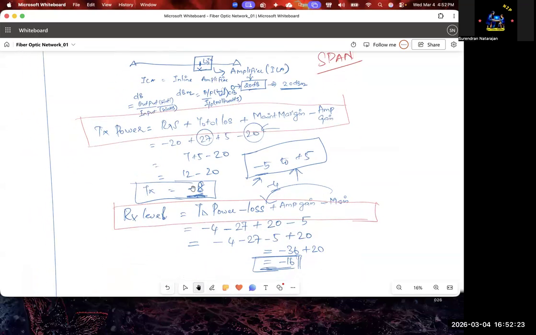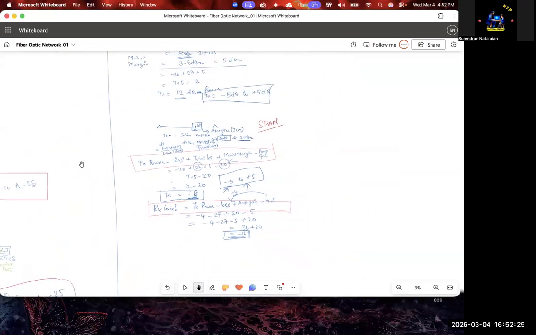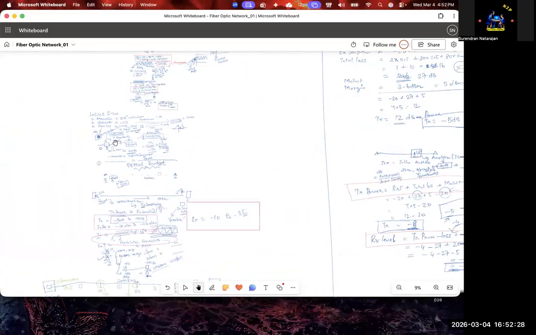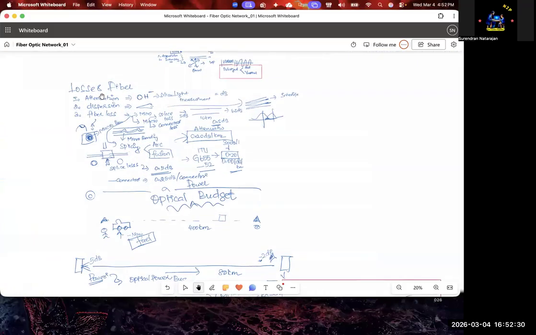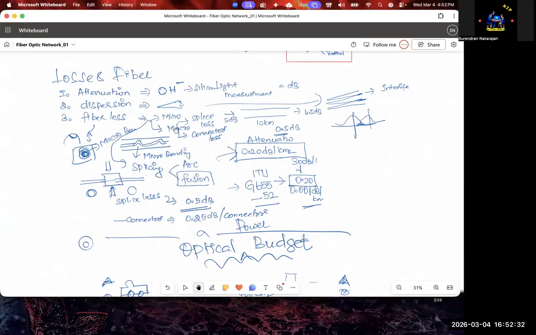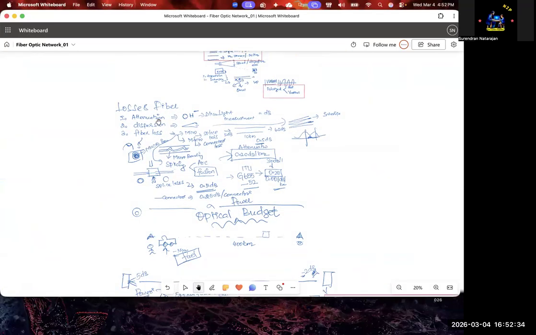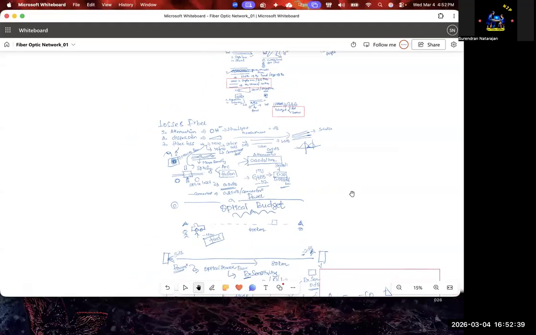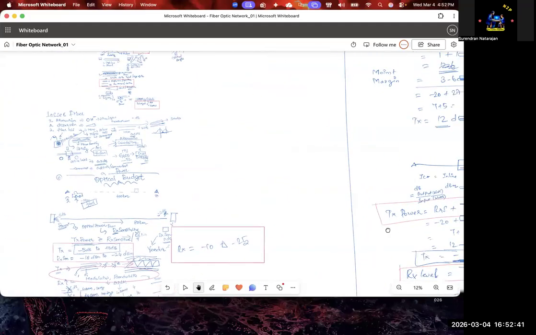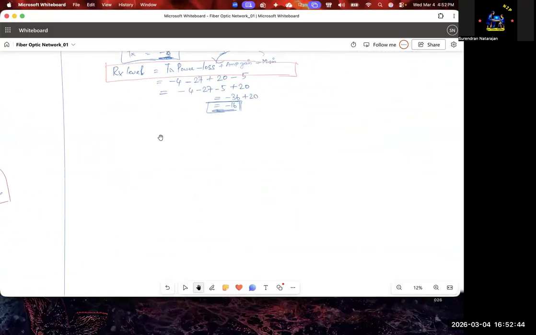Okay. And what else did we miss out? Do you remember? Dispersion. In the losses, attenuation we saw, fiber loss we saw, dispersion we have not. What is dispersion? Dispersion is what is called the broadening of pulse. Over a period of time, it goes like this.